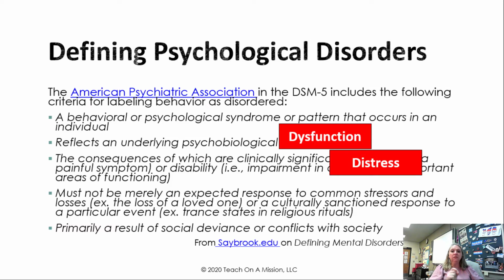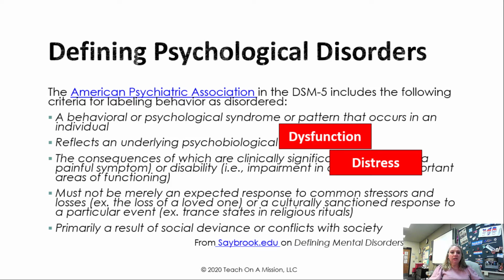Now, this dysfunction and this distress must not be merely an expected response to common stressors and losses. So it can't be because you had a loved one die, you broke up with a significant other, or you suffered a traumatic event. And it cannot be a culturally sanctioned response to a particular event. So trance states in a religious ritual. Those might be abnormal behaviors, but they're culturally accepted. So therefore, it's not going to be listed as a disorder.